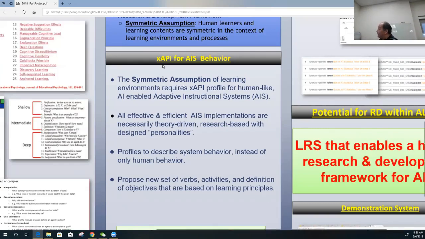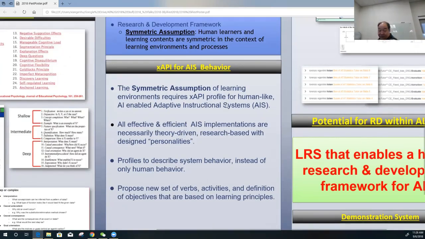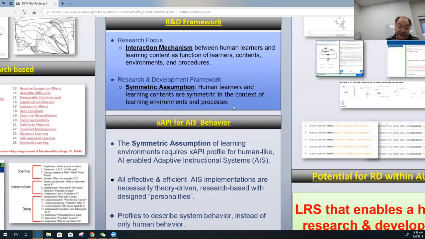So far, this is a theoretical assumption. This assumption is giving a new way of approaching learning, making the interaction between the learner and the learning resources symmetric. So we are actually looking at it completely from the behavior perspective.